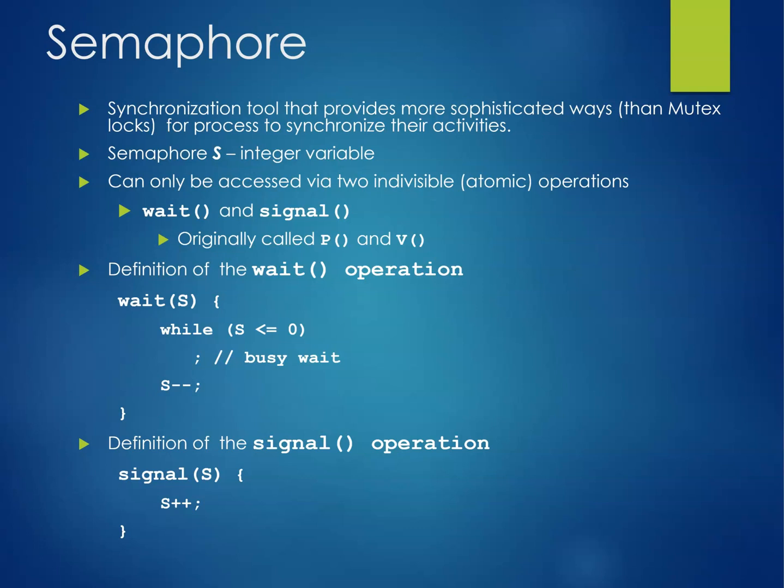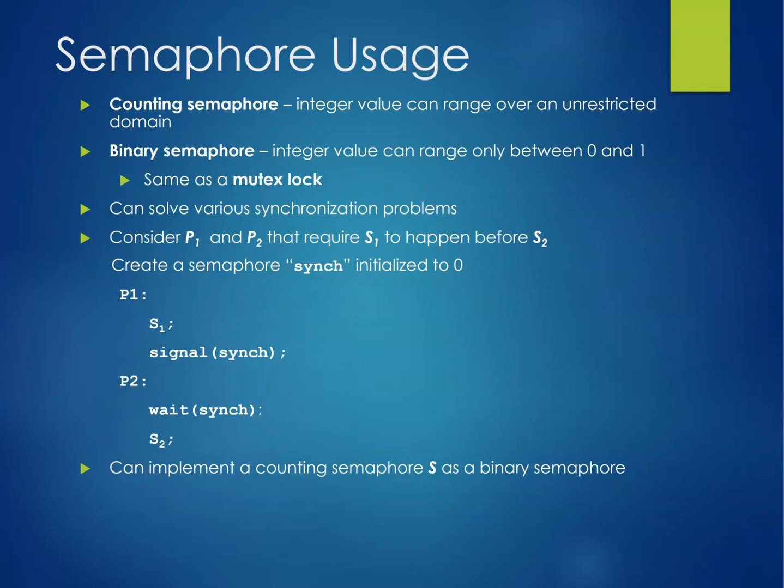The definition of the wait operation is, while S, an integer, is less than or equal to 0, we busy wait, and every time it gets to 1 or more, we decrement it. And basically it unlocks things. Signal, on the other hand, increases S, so it can force us to an unlock point.